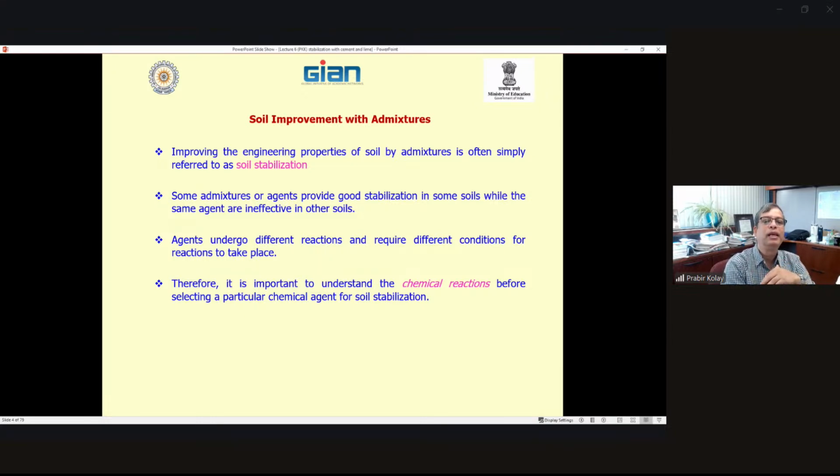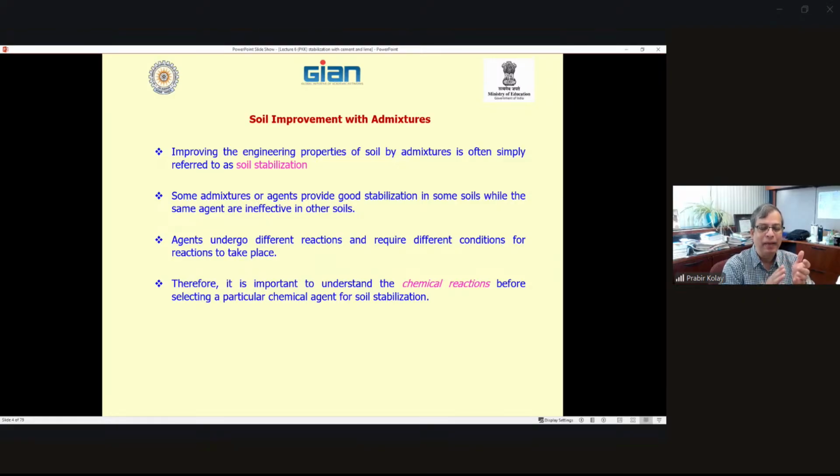So just for example, if you're using cement, it is good for all types of soil. But if you're using lime, that is not good for gravel type of soil. It's only good for clay type of soil. So that's why it says some is good, sometimes it's not good. Stabilizing agents also undergo different reactions and require different conditions for the reaction to take place. Again, we'll talk more about that. Therefore, it is important to understand this.